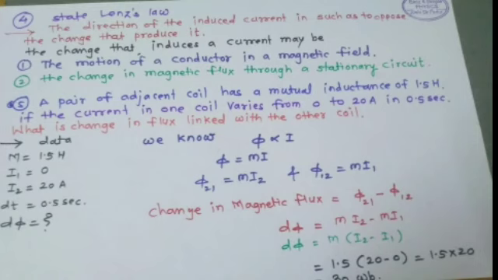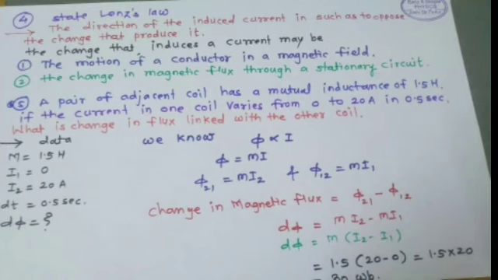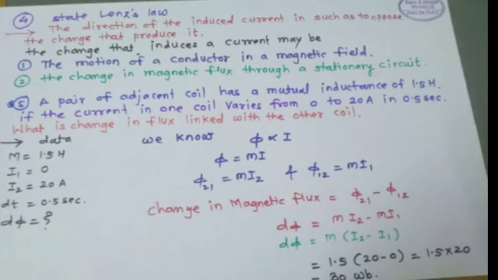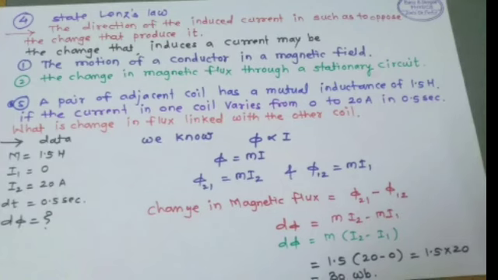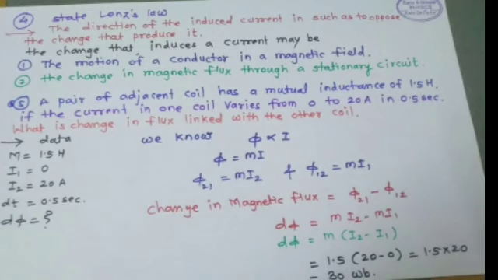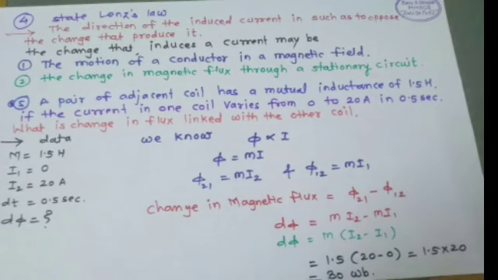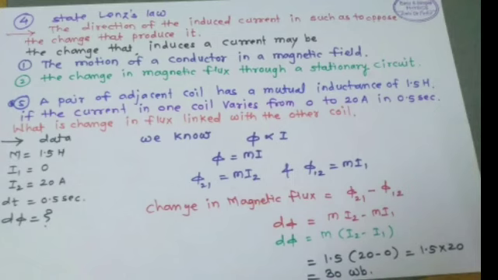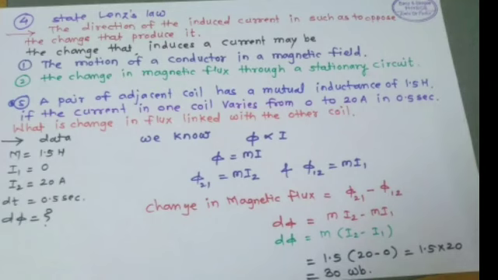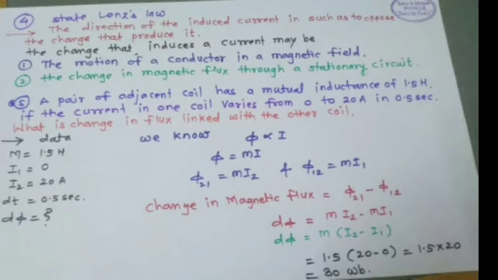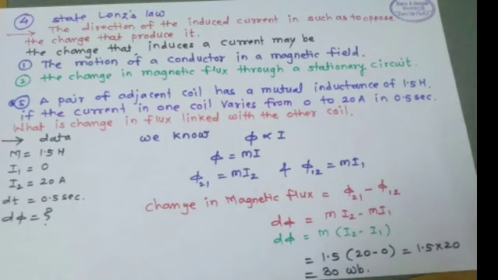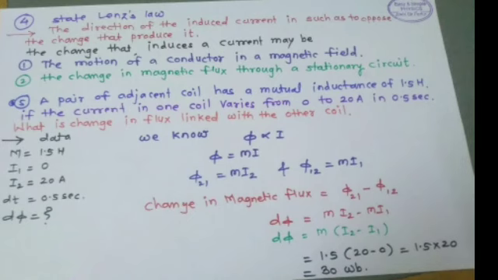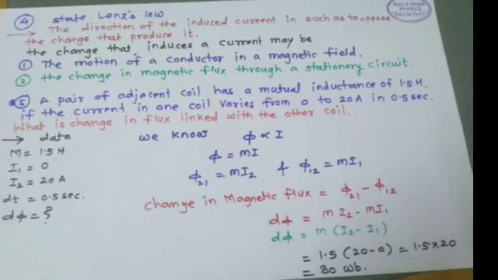We know magnetic flux is directly proportional to I. So phi equals M I. Phi 21 is equal to M I2 and phi 12 is equal to M I1. Therefore the change in magnetic flux, d phi, is phi 21 minus phi 12, which is equal to M in bracket I2 minus I1. So 1.5 in bracket 20 minus 0, that gives 1.5 into 20, which gives us 30 Weber. So the answer will be 30.